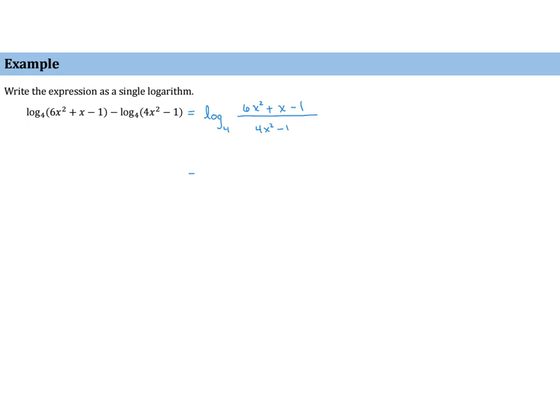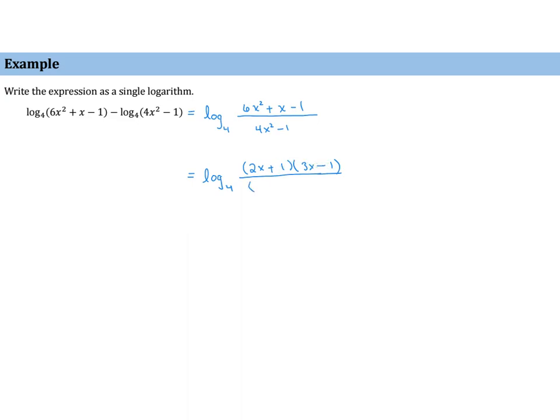Now let's see if we can factor that numerator and factor that denominator. So we have log base 4 of 6x squared plus x minus 1. Let's try a 2x and 3x. Plus, minus. Does that work? 6x squared, and then we'd have minus 2x plus 3x would be our plus x minus 1.